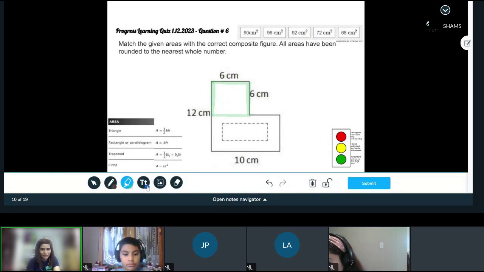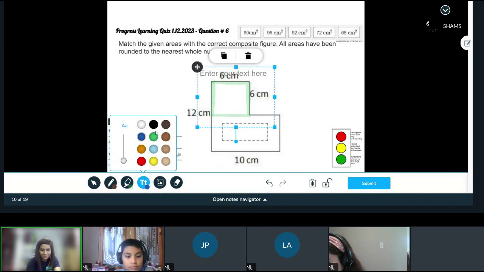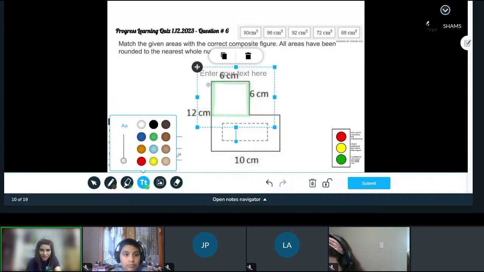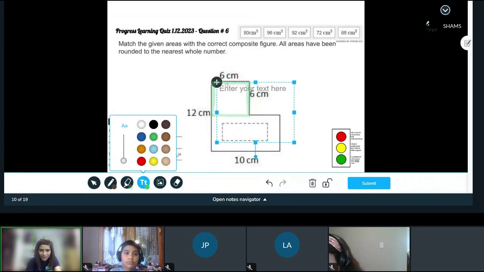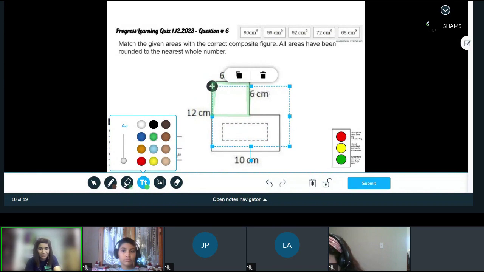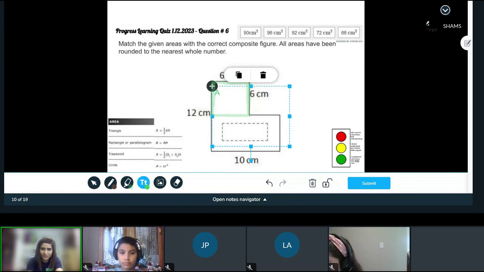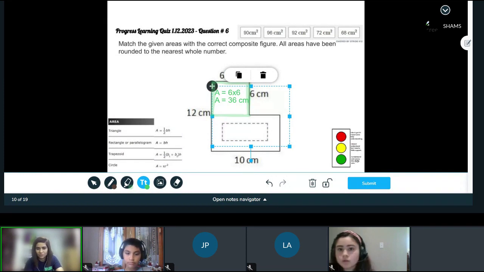Let's find the area of the 6 by 6 square and put it inside the square. To find the area of a square, you do side times side. So A equals 6 times 6, and the area of the square will be 36. The units again are square centimeters.